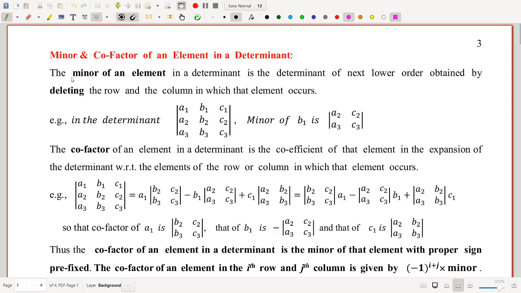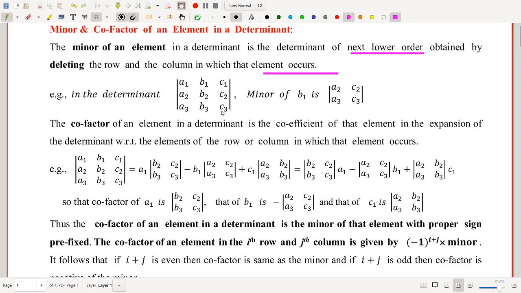minor. The minor of an element in a determinant is the determinant of next lower order obtained by deleting or omitting the row and the column in which that element occurs. For example, in this determinant, if we want to find the minor of B1, B1 lies in first row and second column. So omit first row and second column. What we get? A2, C2, A3, C3. See, this is written. Minor of B1 is the second order determinant A2, C2, A3, C3. The value we can calculate A2C3 minus A3C2.